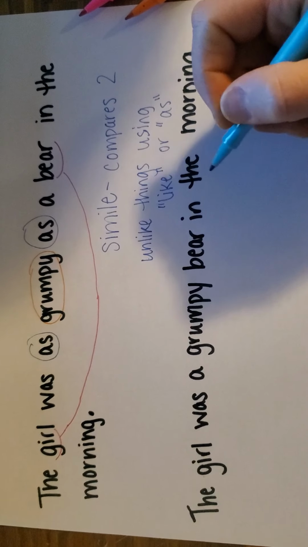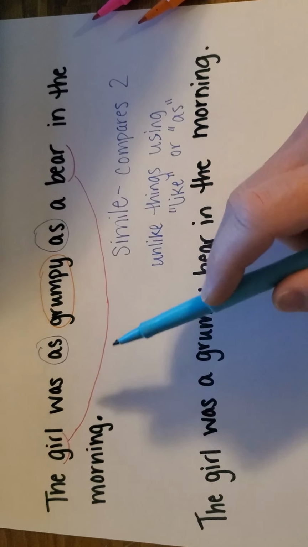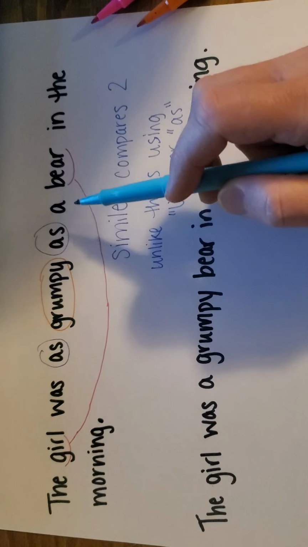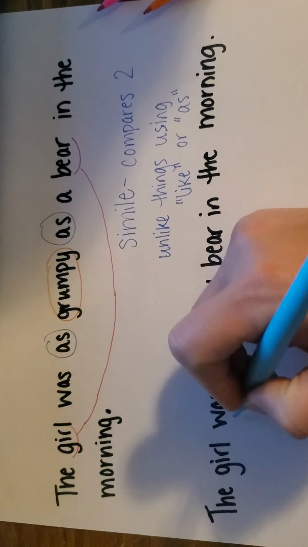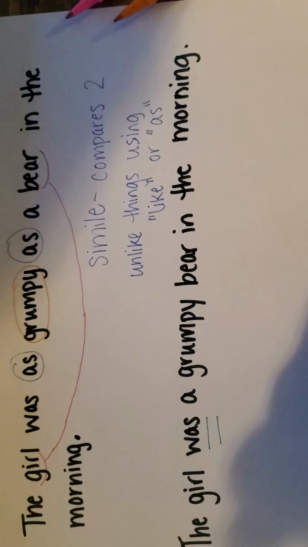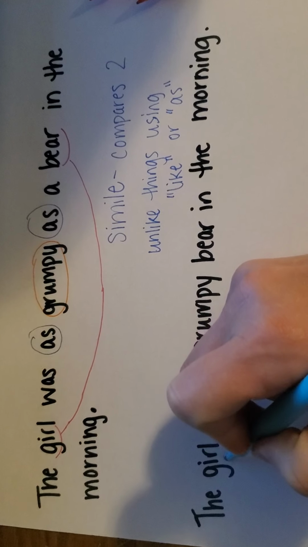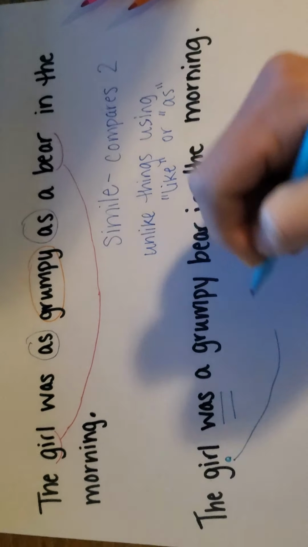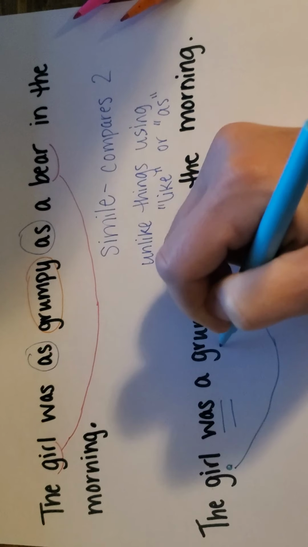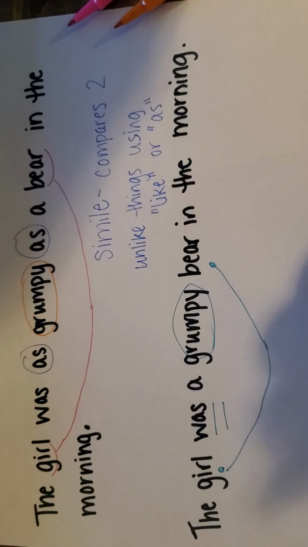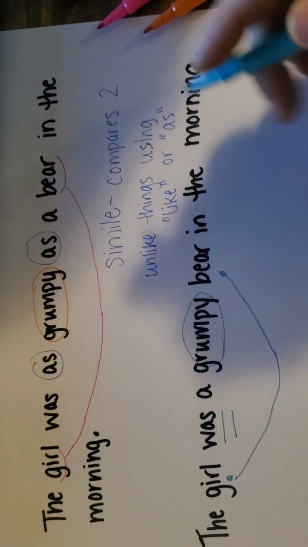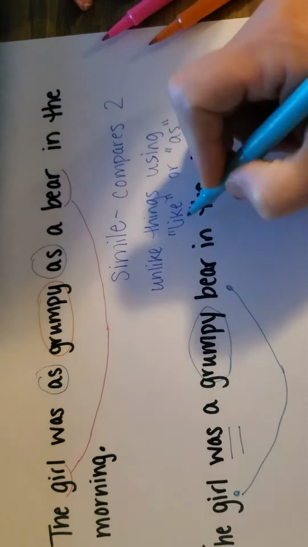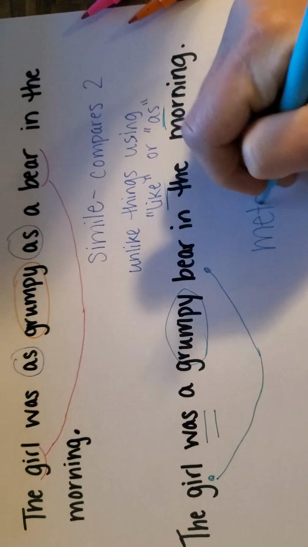This one is a metaphor. It is different because it does not use the words like or as to compare. We are saying the girl was a bear. So we're comparing a girl to a bear, saying they have something in common. They're both grumpy. But we aren't using like or as. So when we say something is another, that is a metaphor.